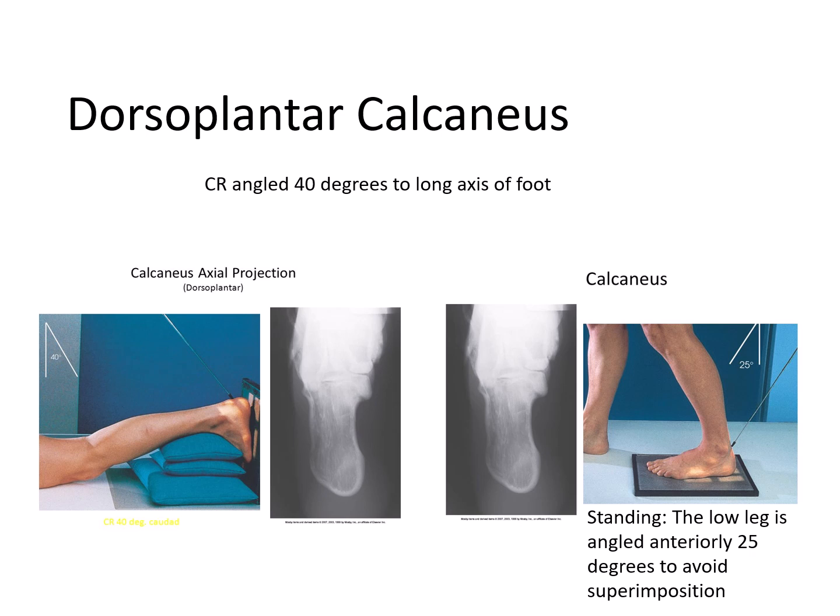You do need to know about that central ray angulation, all right? I put a note here: standing, the lower leg is angled anteriorly 25 degrees to avoid superimposition of the lower leg on the calcaneus.